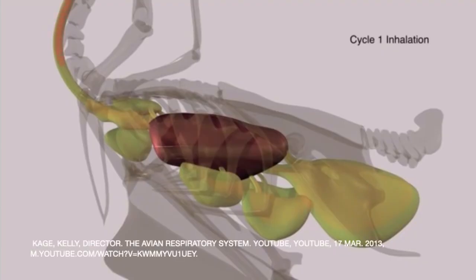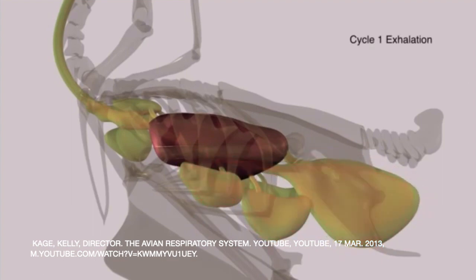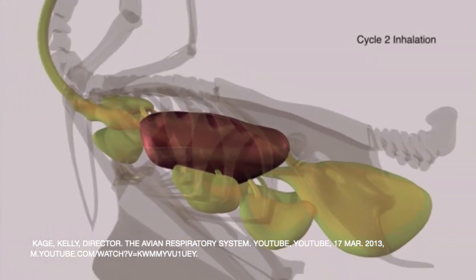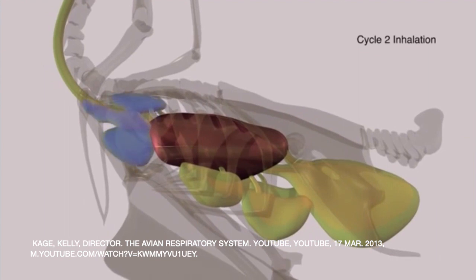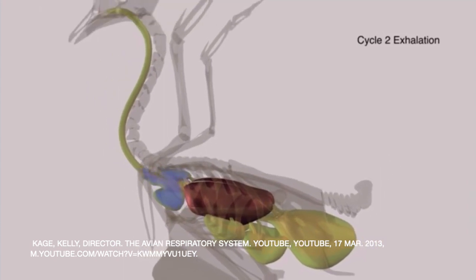When they breathe, the air first flows into the posterior air sacs and lungs for gas exchange. Their first exhale then moves the air in the posterior sacs to the lungs, and the existing air flows out through the trachea. On the second inhalation, the air in the lungs enters the anterior air sacs, and on second exhalation, both the air in the anterior sacs and in the lungs flow out through the trachea.